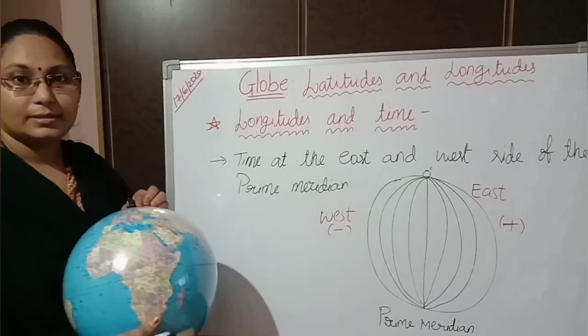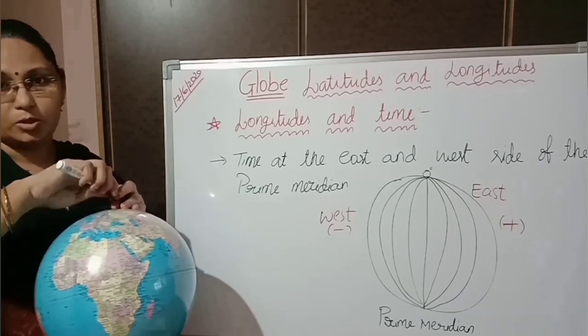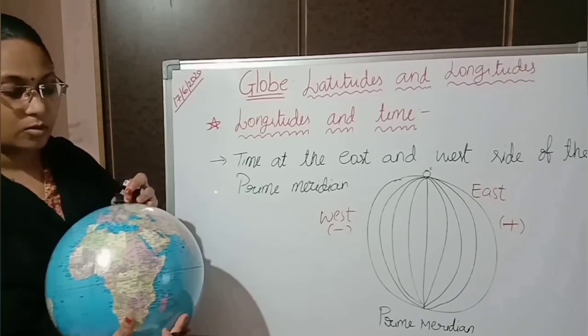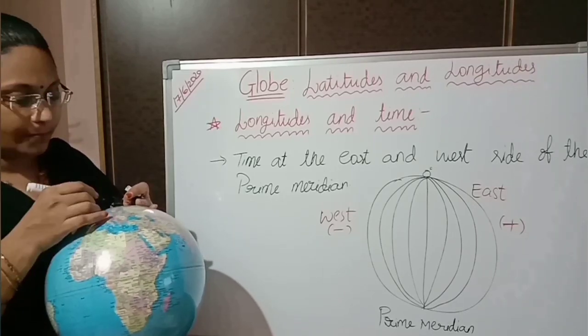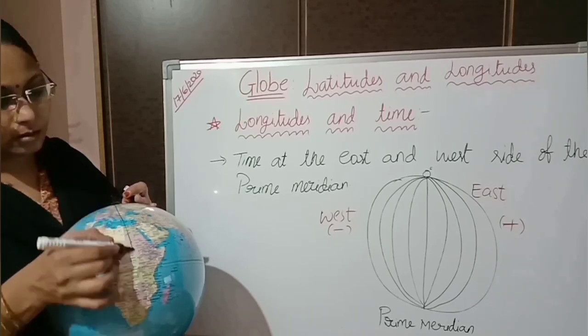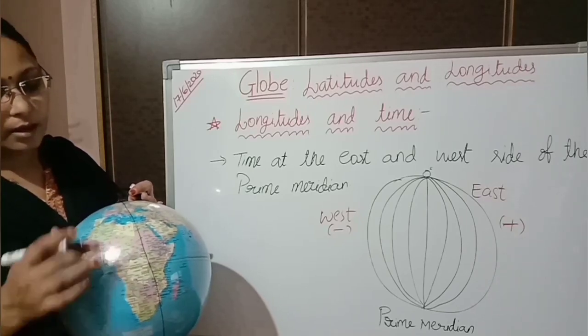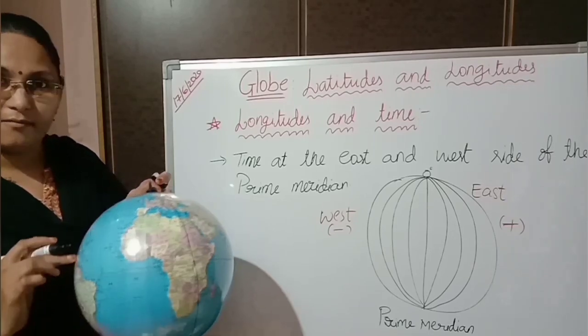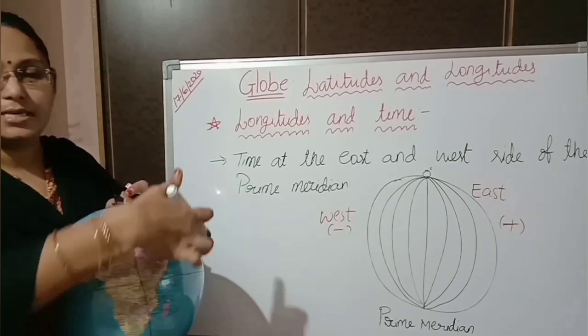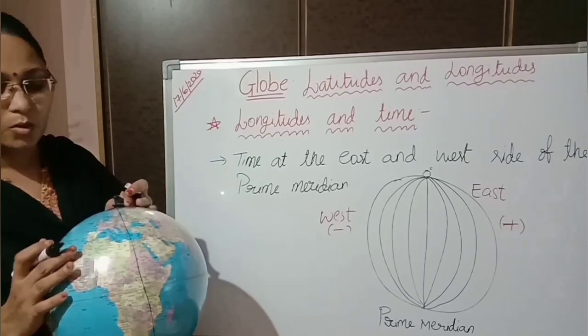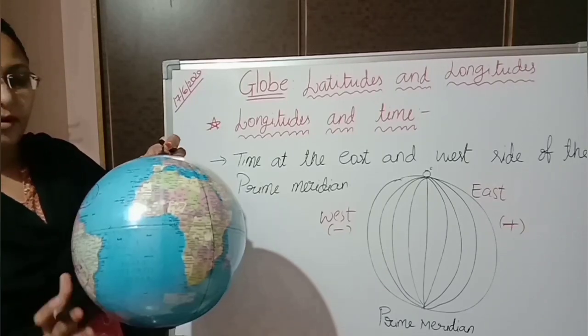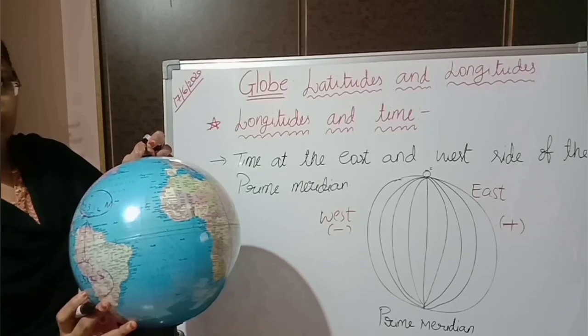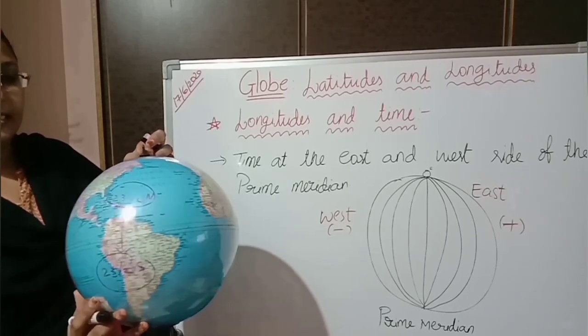We already came across that the prime meridian divides the earth into two parts. So for example, I am drawing here. Think that this is the prime meridian. So this is the western hemisphere, this is the eastern hemisphere. The earth moves from west to east, like this.